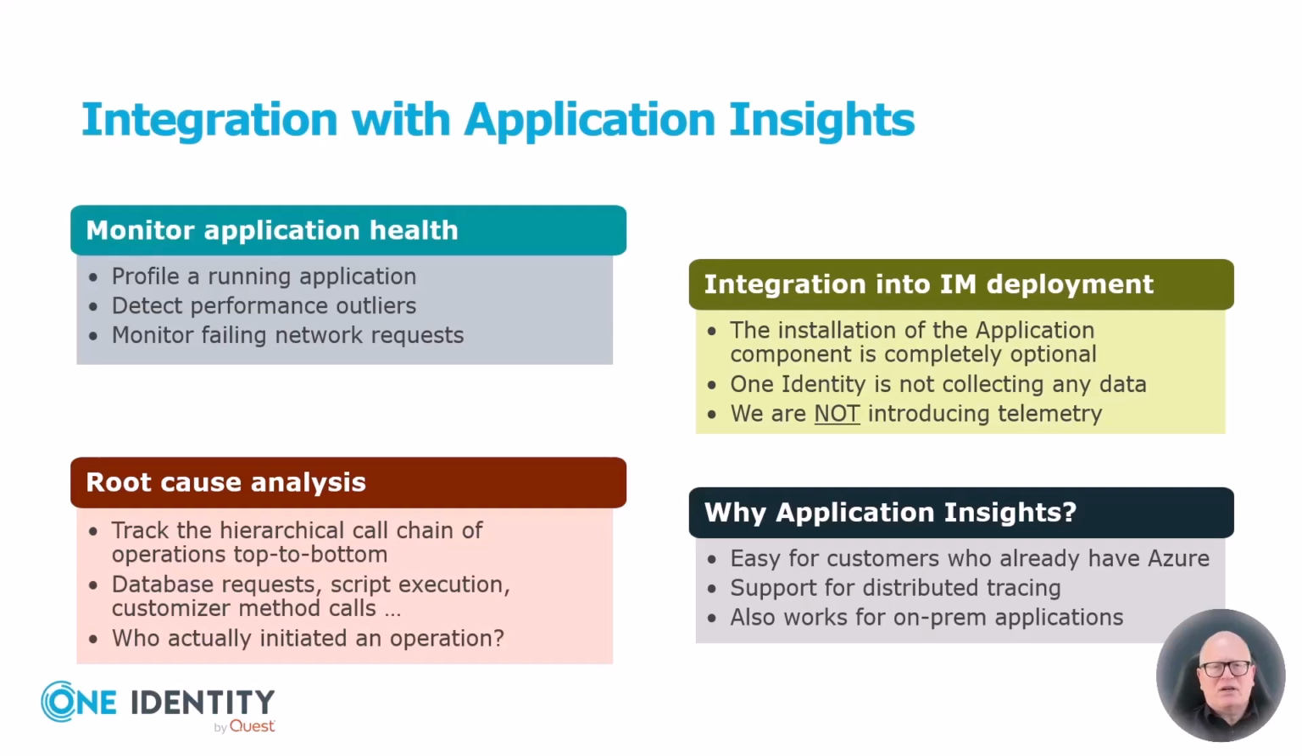The next thing here on the left-hand side in red, it is what it is. It is a root cause analysis. It allows us from top to the bottom just to follow the operations chain and see where problems are, or look a little bit deeper into that execution. You see database requests, script execution, custom method calls, everything you like.